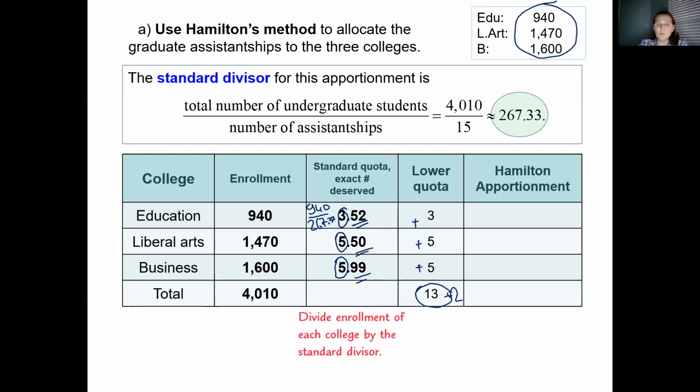The decimal parts are .52, .50, and .99. .52 and .99 are greater than .50. So education and business should get extra assistantships.